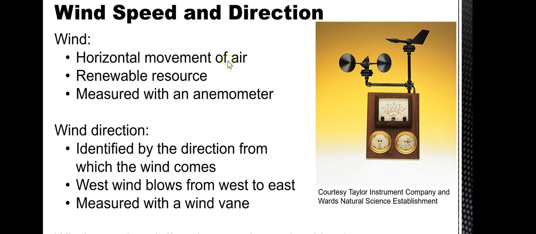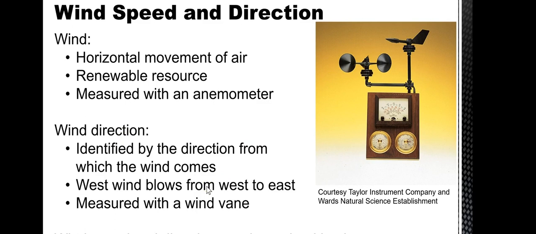First of all, we know that wind is the horizontal movement of air. So for example, what does horizontal mean? Well, if you look out at the horizon, it runs from left to right. So horizontal movement of air means from left to right, and it is a renewable resource. Wind direction is named for the direction it comes from.